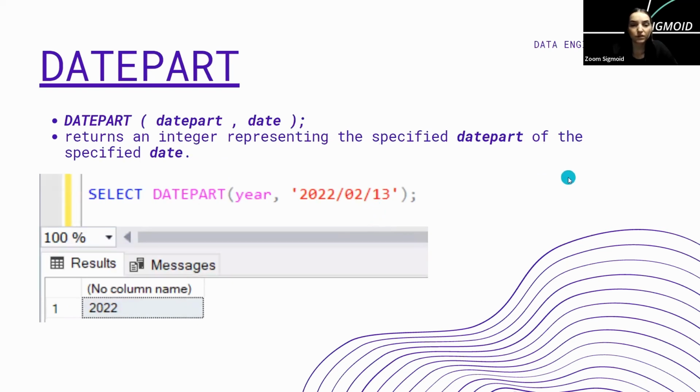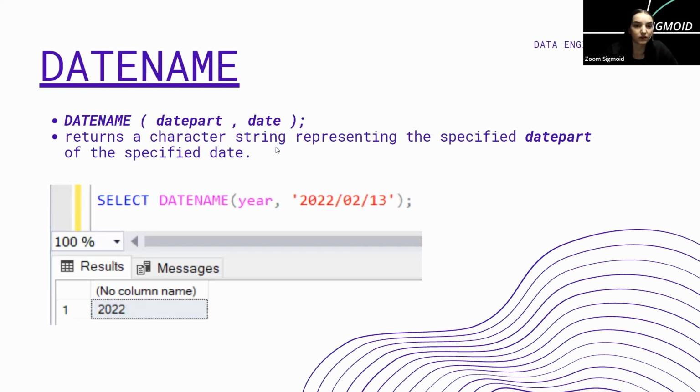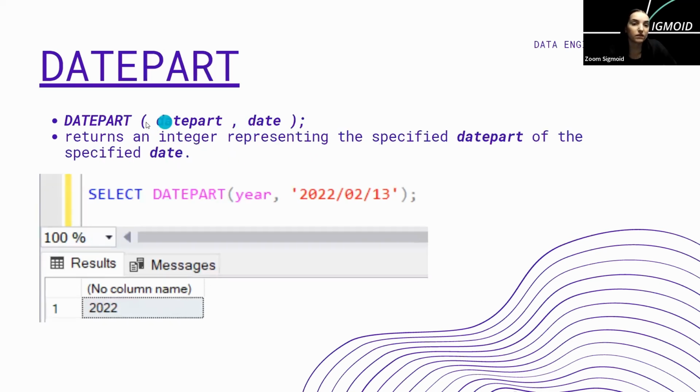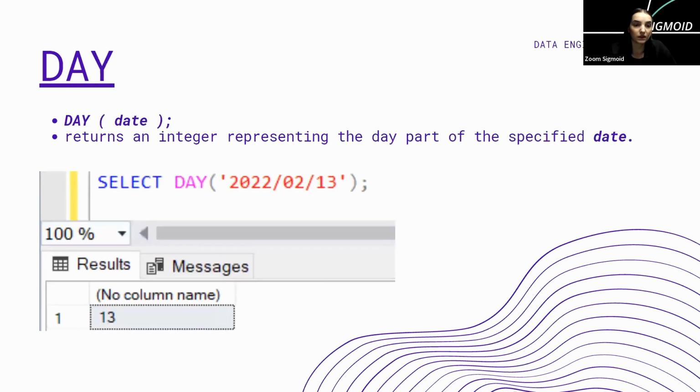Pretty simple, pretty intuitive. Date part returns an integer. Okay, date name returns a character string, but here you got an integer. So date part gives you this output. The day returns an integer representing the day part of the specified date. If you mention a date in quotation marks, you get the day 13.